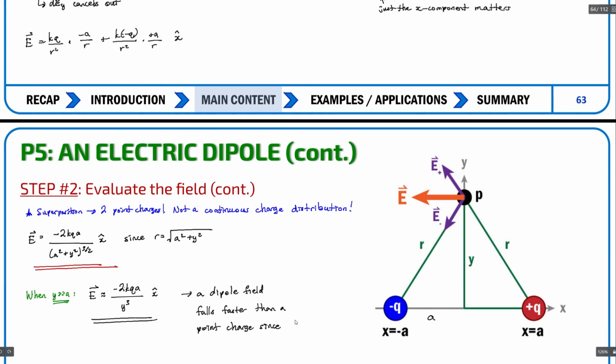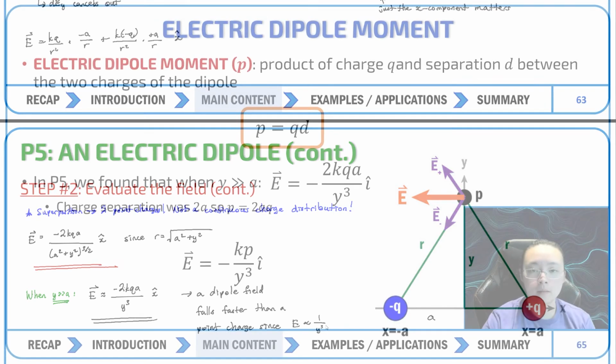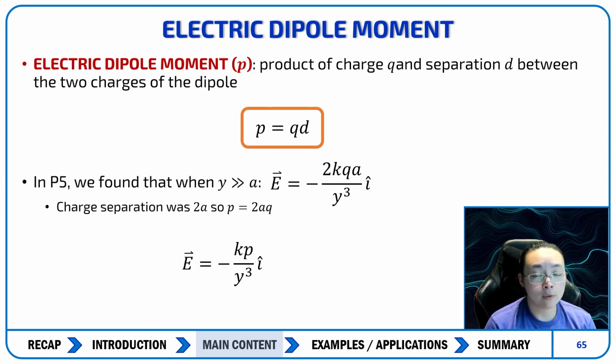Since E is proportional to 1 over y cubed, whereas usually you would have 1 over r squared as the drop-off. So with electric dipoles, there also comes electric dipole moments. We represent that using P. So that's the product of charge Q and the separation D between the two charges of the dipole.